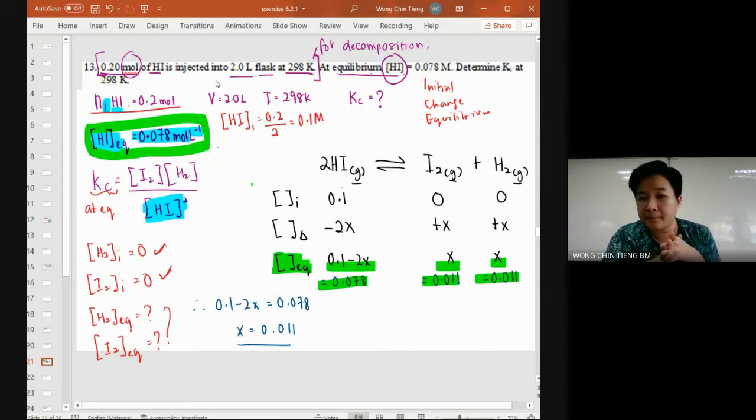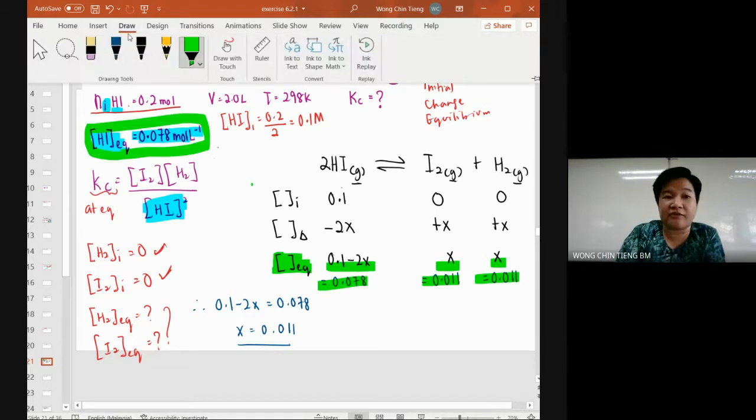Nampak? Jangan kira kat tempat lain dah. Ice table dah ada, dah label elok. X kira kat tempat lain. Dah dapat X, sambung kat bawah ice table. Alright, sambung terus kat bawah ice table, then you will have all the concentration at equilibrium.